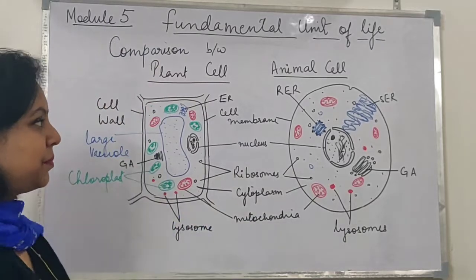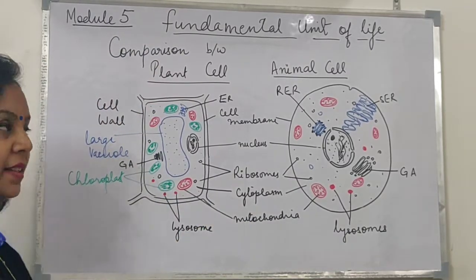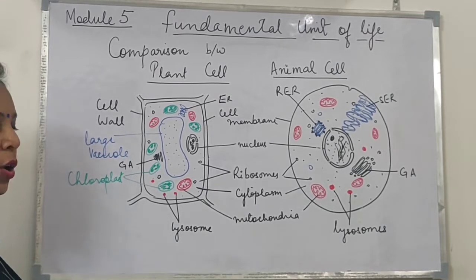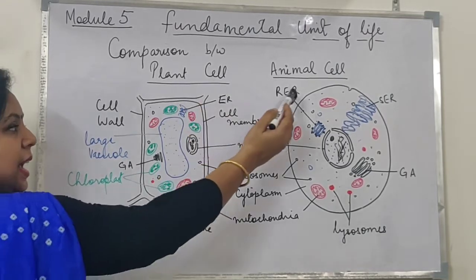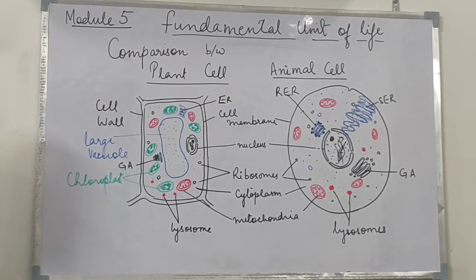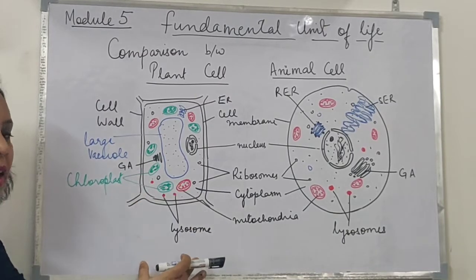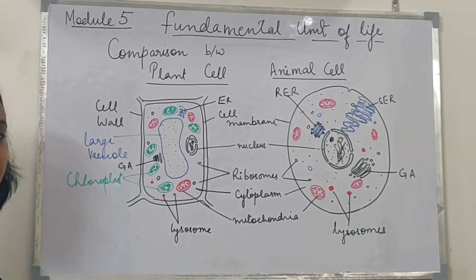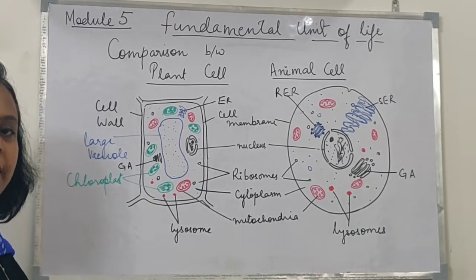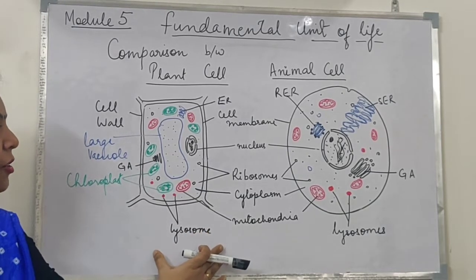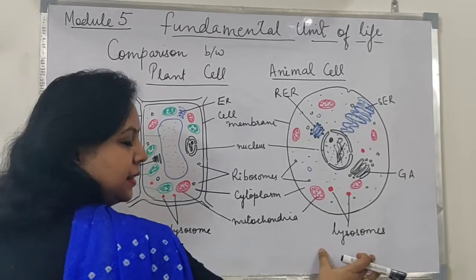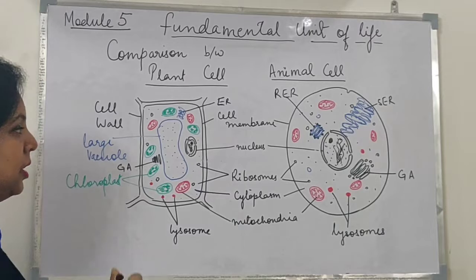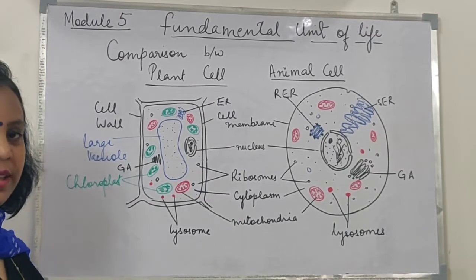So children, we have studied the various cell organelles, and this is a comparative account of the plant cell and the animal cell. Now, whenever you are asked in your exam to draw a well-labeled diagram, instead of going for complicated diagrams, kindly draw simple diagrams like this, which give to the point information about the various cell organelles.